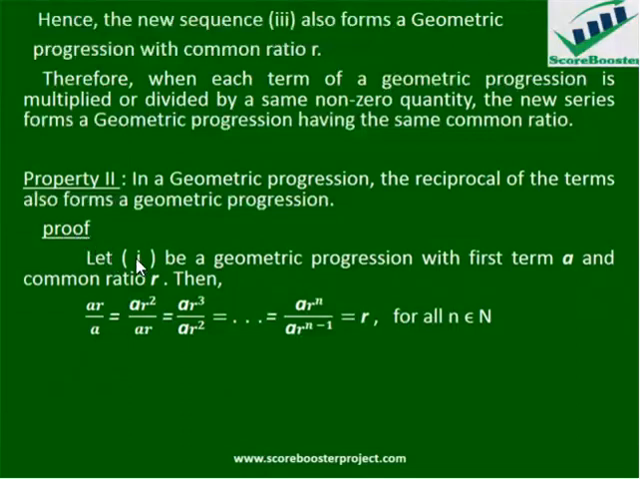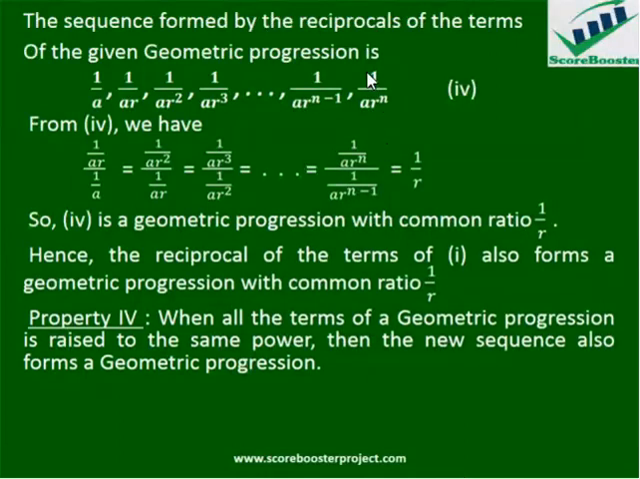Let 1, that is the first equation, be a geometric progression with first term a and common ratio r. And we know that this is how we obtain the common ratio of a generalized geometric progression. It has a common ratio r for all n elements. So now we form a new sequence by taking the reciprocals of the terms of the geometric progression 1, which is 1 over a, 1 over ar, 1 over ar squared, up to the n plus 1 term, 1 over ar raised to power n, and that gives the fourth equation.